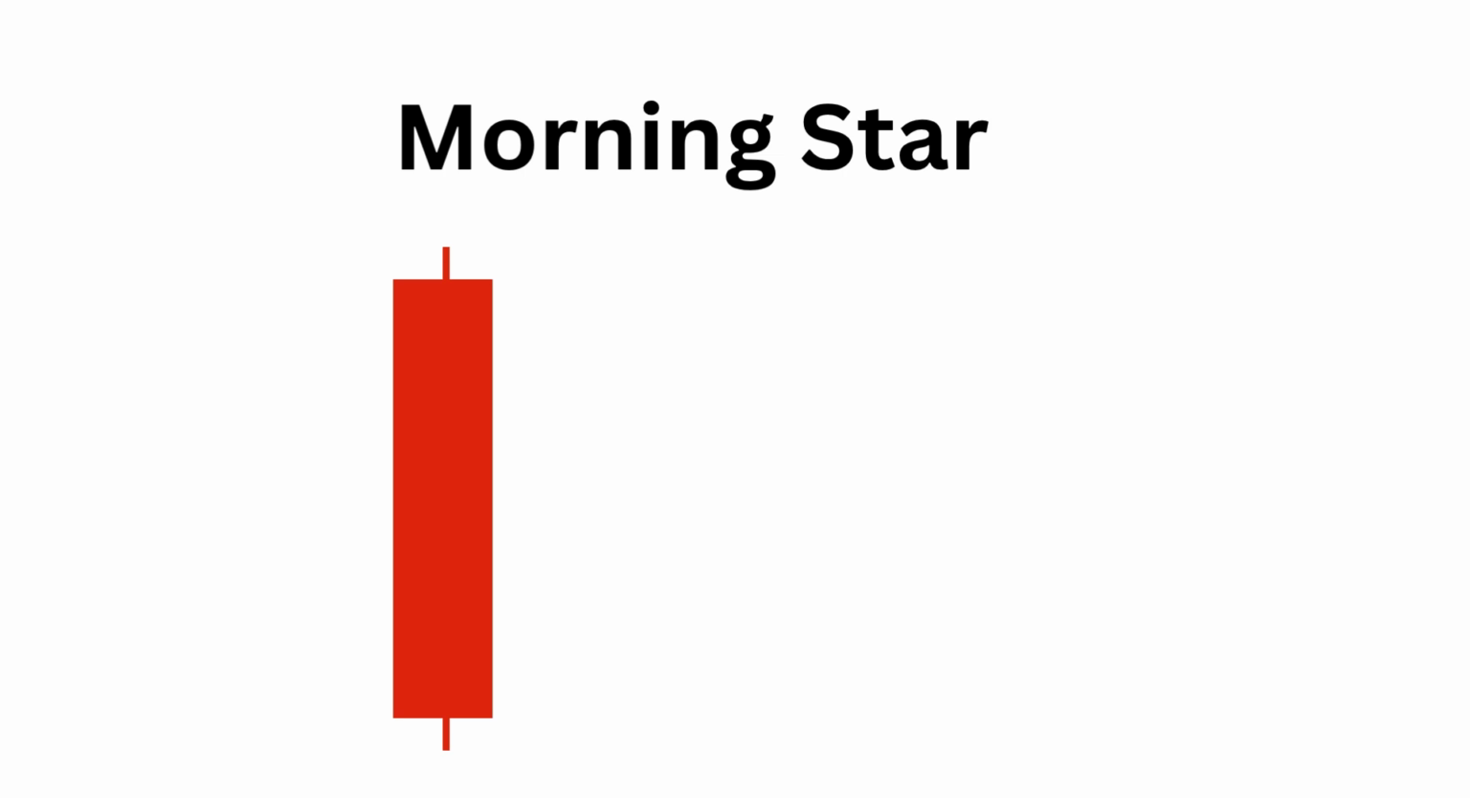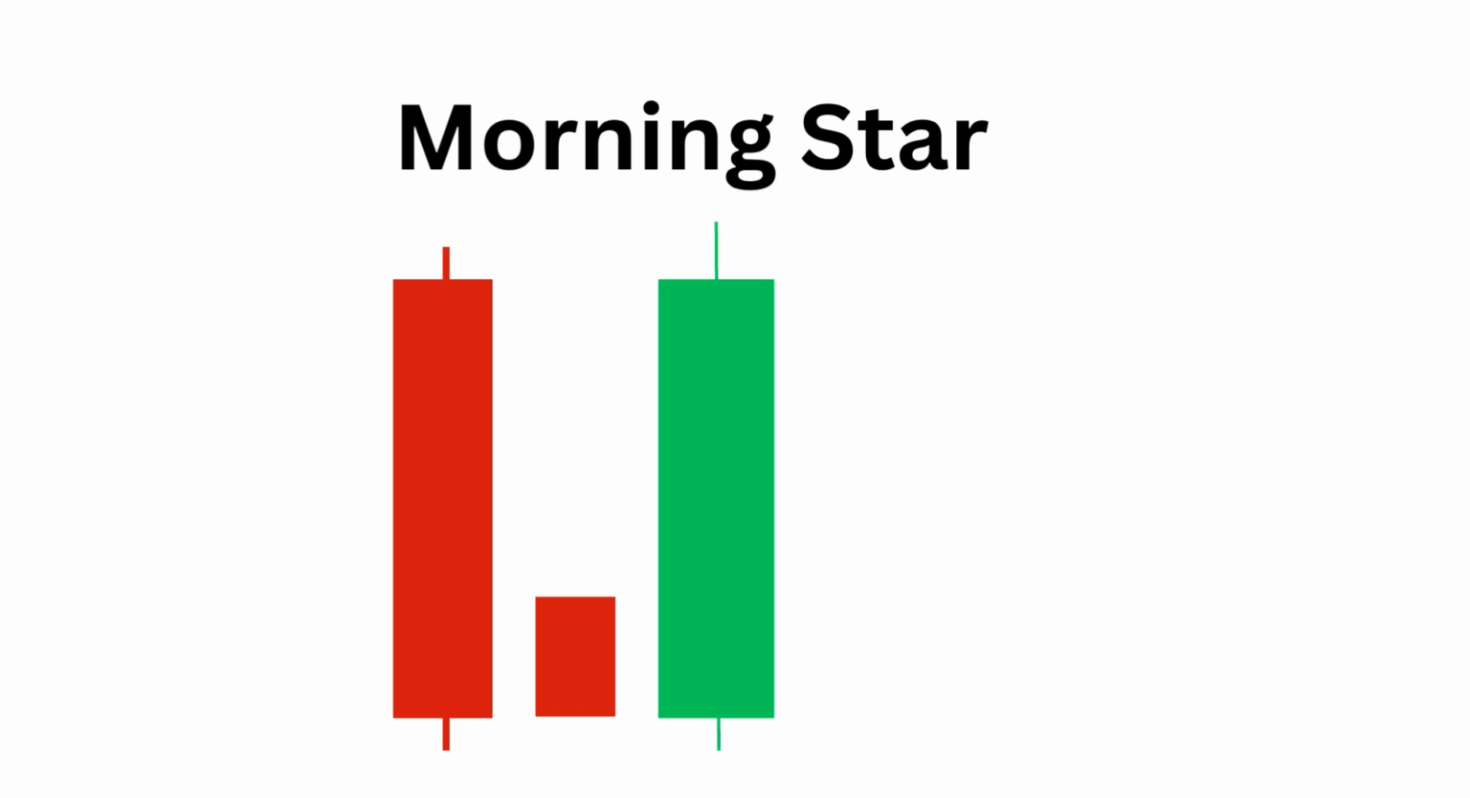Second candle. A small candle, which can be red or green, showing indecision. This is where momentum slows, and the battle between buyers and sellers begins. Third candle. A strong bullish candle that closes well into the body of the first candle.